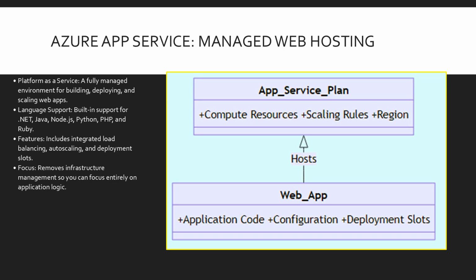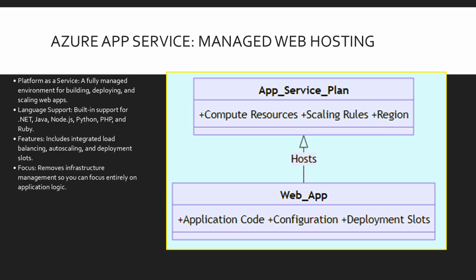If your goal is simply to host a website or a web API, Azure App Service is often the best choice. This is a platform as a service, PaaS, offering that abstracts away the virtual machine, operating system, and runtime patches. You simply deploy your code, whether it is .NET, Java, Node.js, or Python, and Azure handles the rest. App Service includes powerful built-in features like auto-scaling to handle traffic spikes, load balancing, and deployment slots for zero downtime updates. It is designed to maximize developer productivity by removing the burden of infrastructure maintenance.